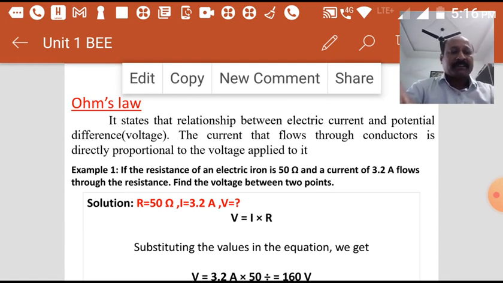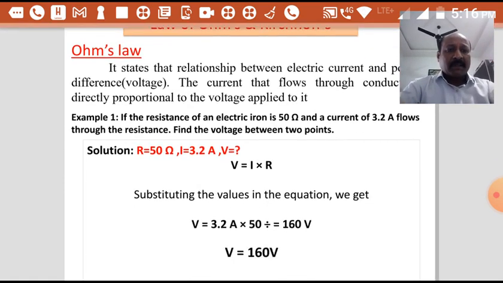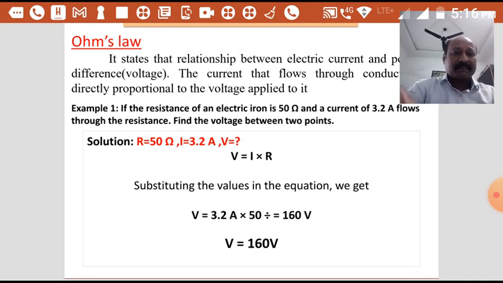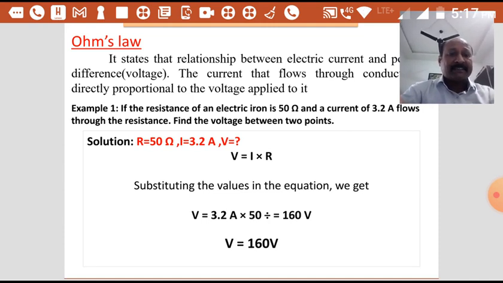So as per Ohm's law, V equals IR. Substitute all these values in the equation, we get V equals 3.2 multiplied by 50, which equals 160 volt. So what is the voltage across the electric iron? That is 160 volt. So if the voltage across the electric iron equals 160 volt and the resistance remains in the same physical condition, under that condition Ohm's law will be followed.